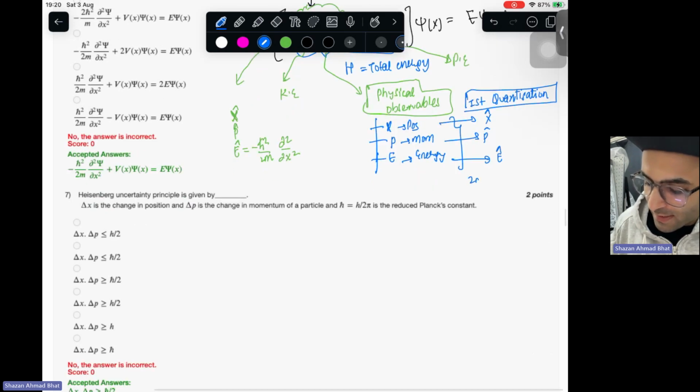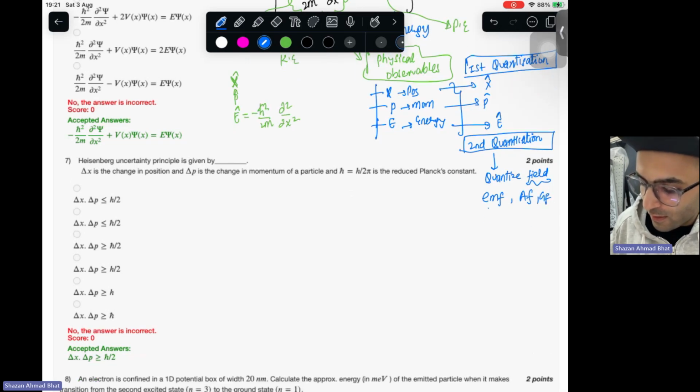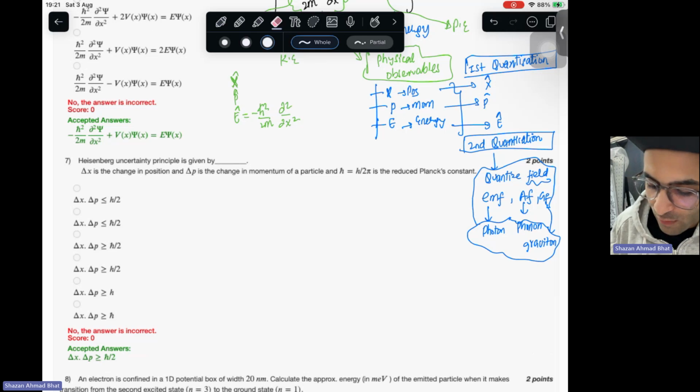Now, there is another thing called second quantization. In second quantization, you quantize the fields and you get those photons, bosons, and other things. If you quantize the fields, let's say the electromagnetic field, the acoustic field, the gravitational field, you get a photon, a phonon, and a graviton. These are the individual quasi-particles, or the particles, I should say, of these particular fields, which you get by using second quantization.